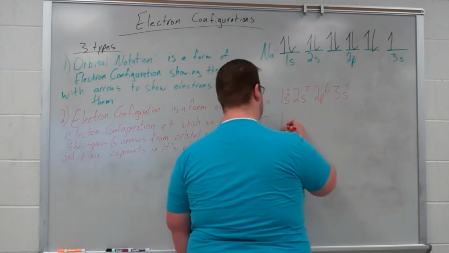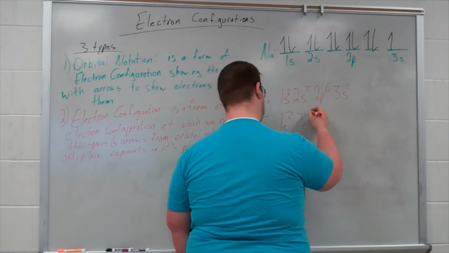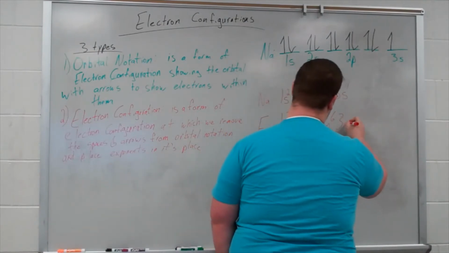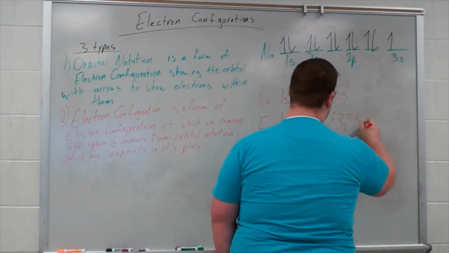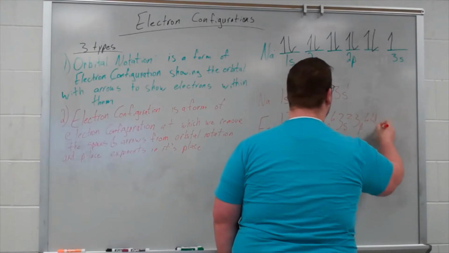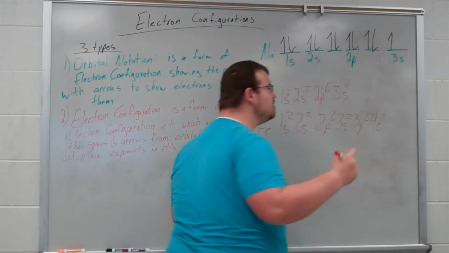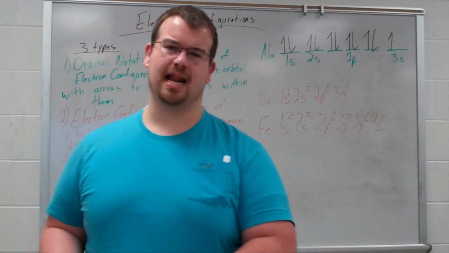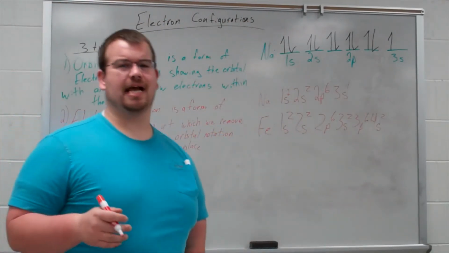We have 1s2, 2s2, 2p6, 3s2, 3p6, 4s2, and this is why I did this one. This is where the subtle change comes in. And you're going to see it more here in a second. I know it's a little confusing.